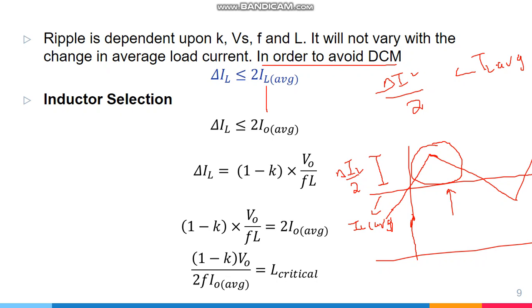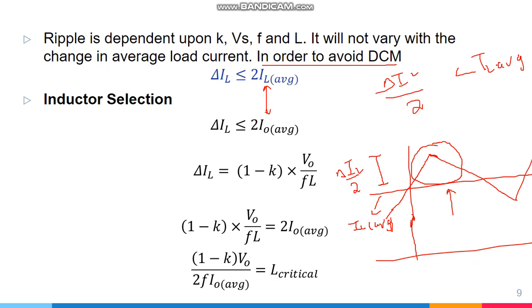The current from the inductor and the current from the output are both the same. The average value of the current from the inductor and from the output is the same, because the same current is flowing from the inductor into the load during the charging and discharging time.